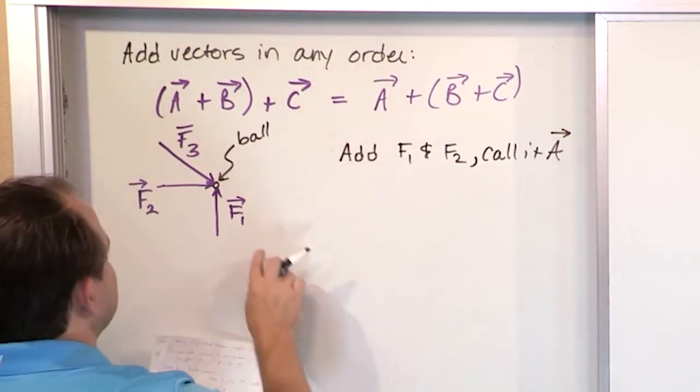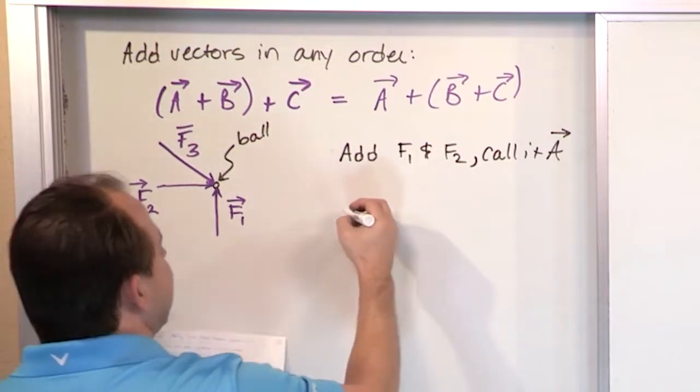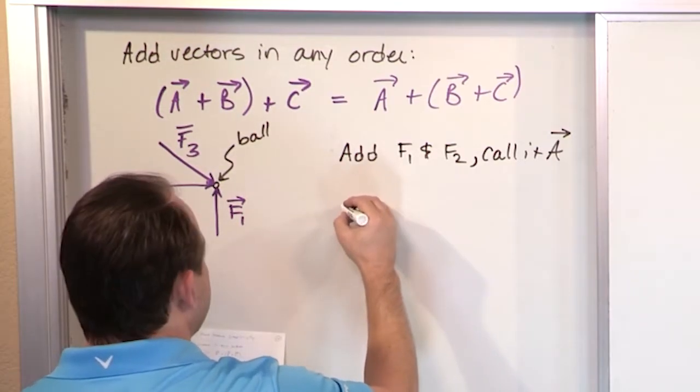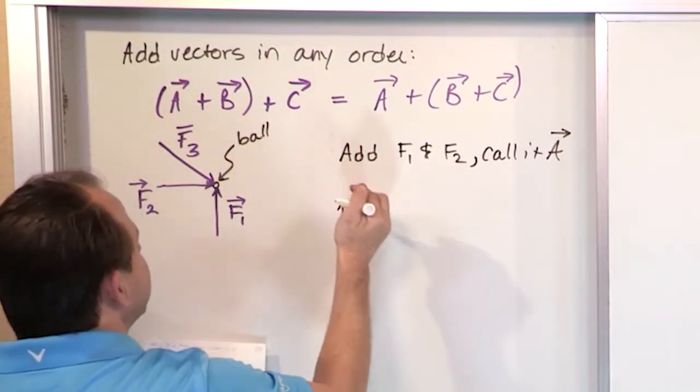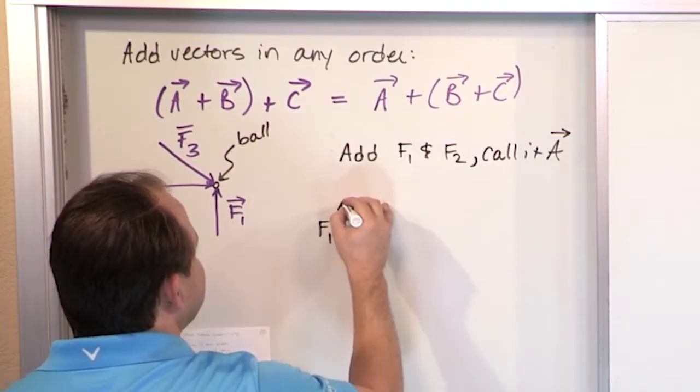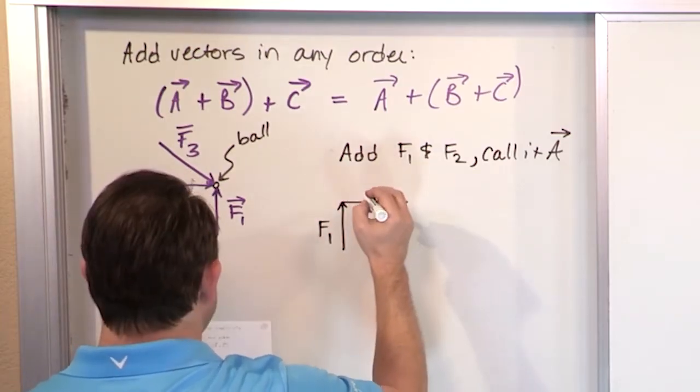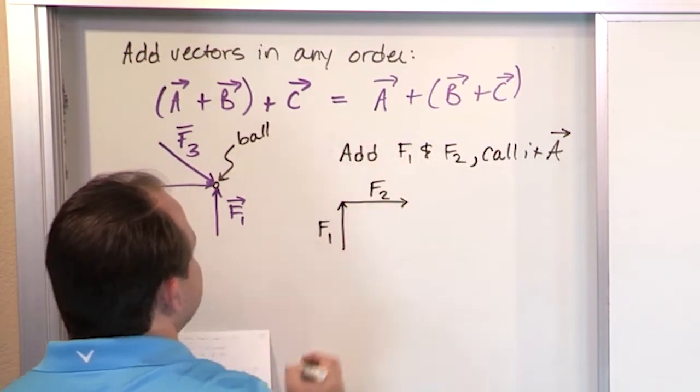So first of all, we're going to add F1 and F2. So we're going to have F1 going up like this. And then I'm going to grab F2 and I'm going to move him tail to head. So this is F1 and I'm going to take this guy, F2. He's going to be F2 right here. Notice it's tail to head.